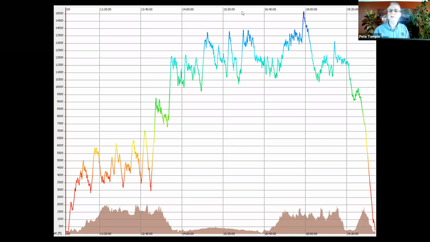peak is 15,000 feet, roughly, up here. And I spent more than 6 hours above 10,000 feet, never going below 10,000 feet. Up at those sorts of heights, above 10,000 feet, we need oxygen because the air is pretty thin up there. So I was on supplemental oxygen right through that period.